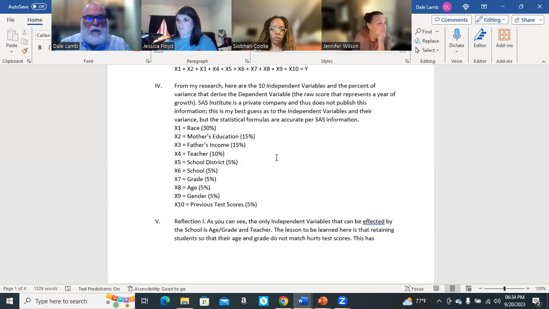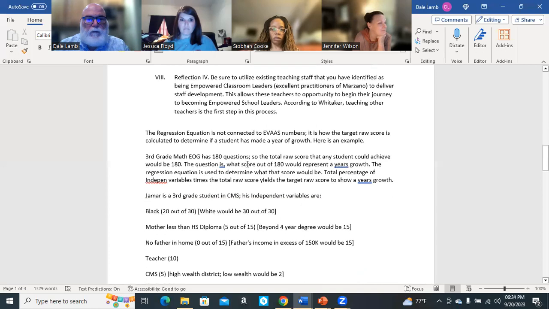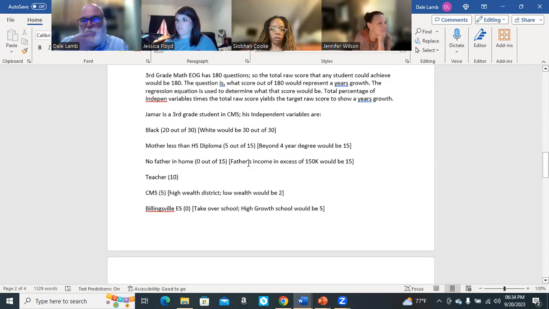So, okay, Dale, how does this work? All right, we'll take an individual kid. This is a real kid. Jamar's a third grade student in Charlotte-Mecklenburg. His independent variables are, all right, he's black, so he gets 20 out of 30 on his algorithm. If he were white, he'd get 30 out of 30. If he were Hispanic, he'd get 15 out of 30.